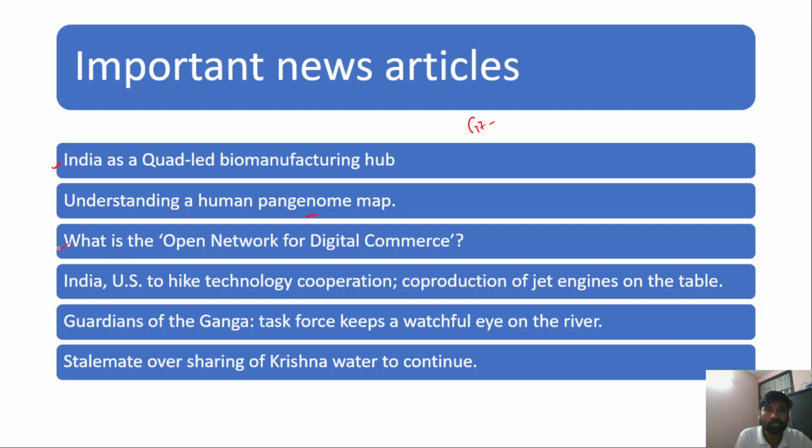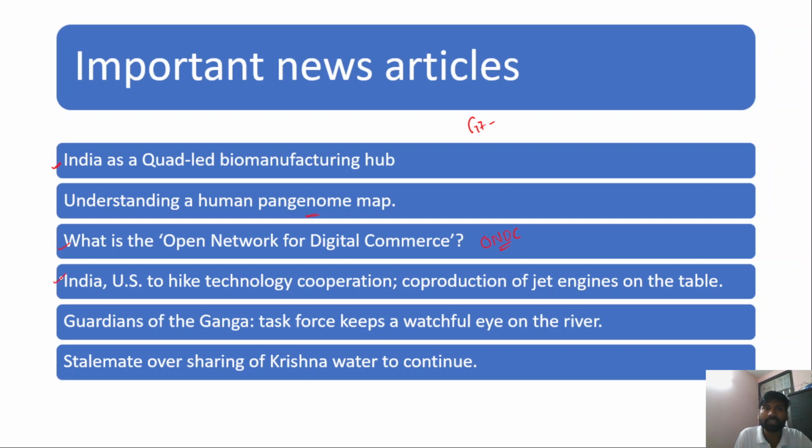The third article is about what the open network of digital commerce is. We have been discussing this article for several days. What is the open network of digital commerce, what are its applications, and why has the government been planning to introduce it despite our significant e-commerce presence in various sectors?